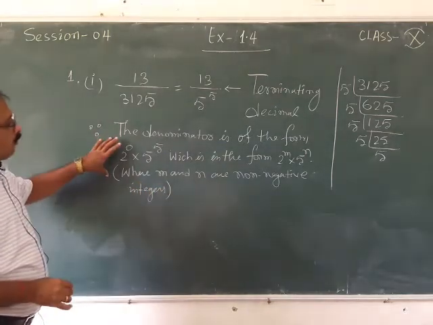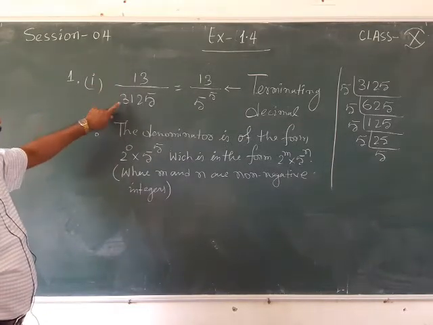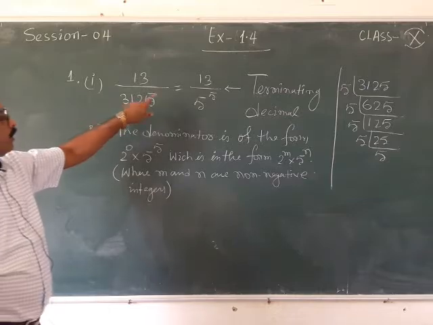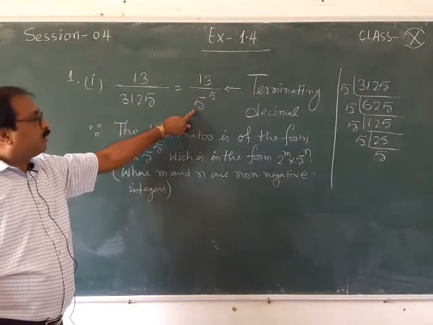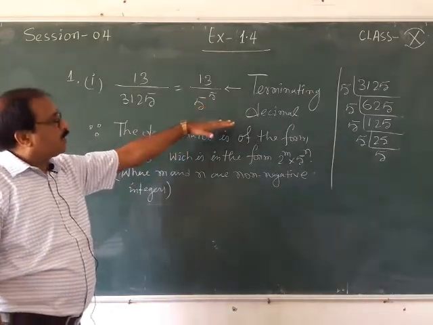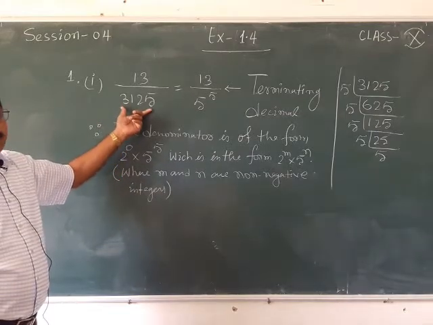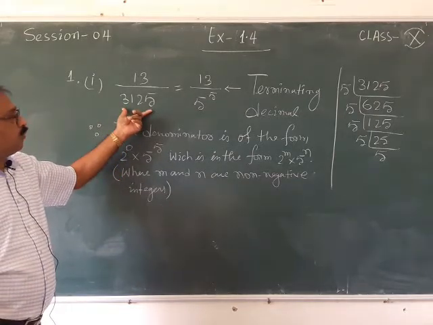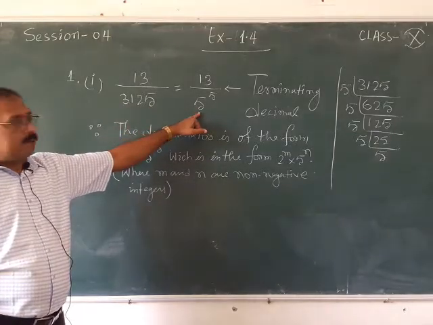So due to this fact, you can write your answer that 13 upon 3125 may be written as 13 upon 5 to the power 5, which is a terminating decimal. And why is it terminating? Because, as you can see, when you do the prime factorization of 3125, it comes in the form 5 to the power 5.